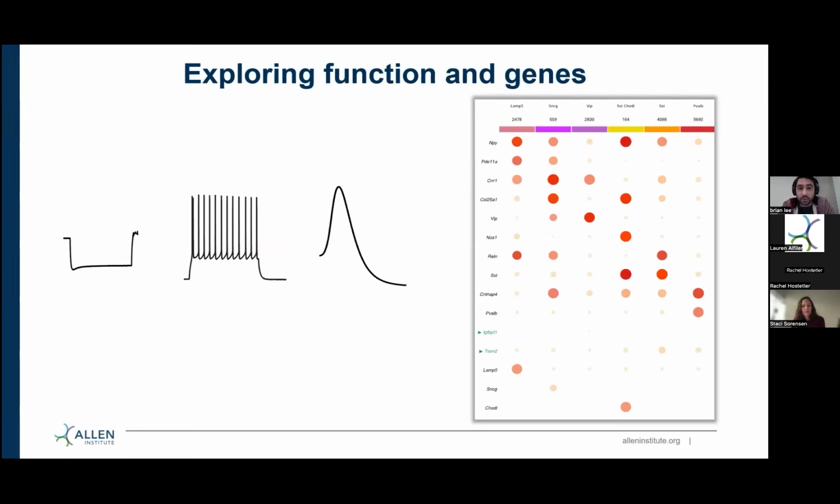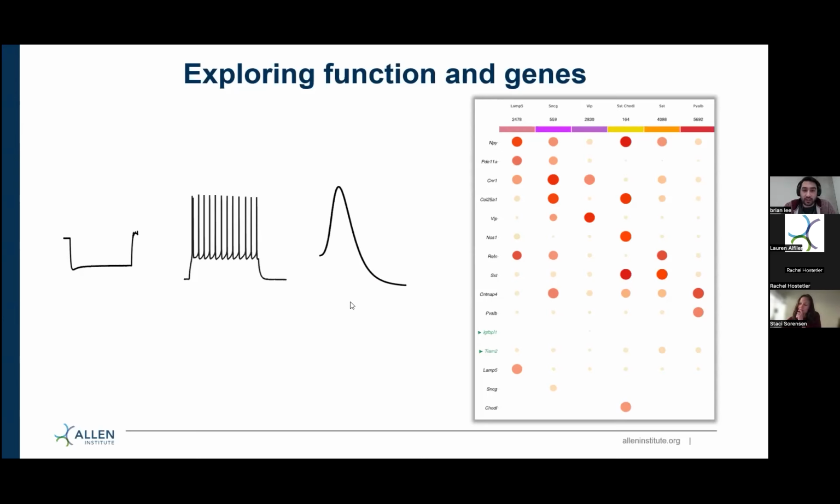And I think really the most powerful thing that we can do with Patch-Seq is start to explore the function and gene relationship between these experiments. Here I have some representative examples of traces, but since this is Patch-Seq data, we're collecting on average 8,000 genes from each of these individual experiments. So we can start to look at, okay, here is a cell that may have diverse electrophysiological properties, and what are the genes that could be responsible for that?